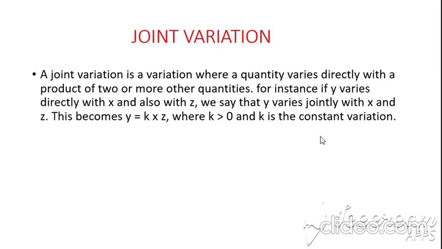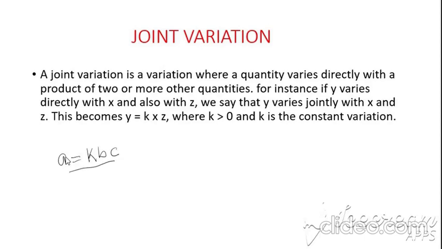So a joint variation varies directly with a product of two or more other quantities, unlike direct and inverse variation, which had just one quantity or one variable. Here you need to be familiar with some other expressions that like to come in an exam. For example, you have A varies directly as B, and also with C. That's how you're supposed to write it.